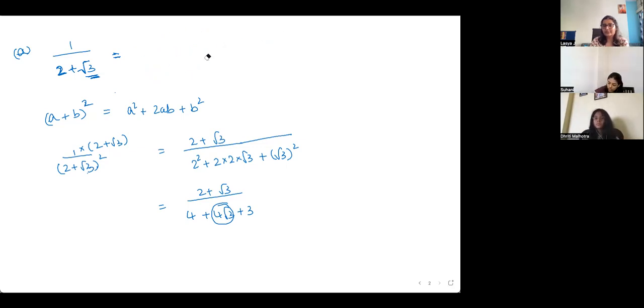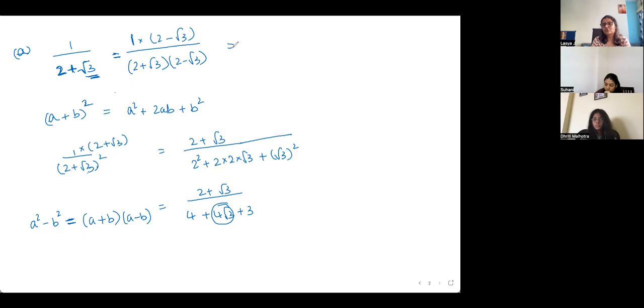Do you guys remember this identity? A square minus B square will be equal to how much? A plus B into A minus B, right? So that is the reason we change the sign and multiply it. So यहाँ पे 2 plus root 3 है ना? So if we multiply it by 2 minus root 3, so 2 plus root 3 into 2 minus root 3. So what will this turn out to be?